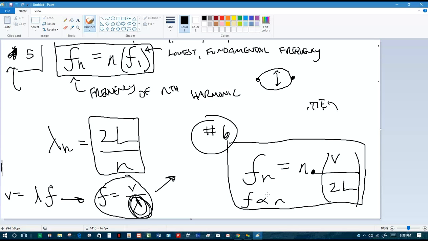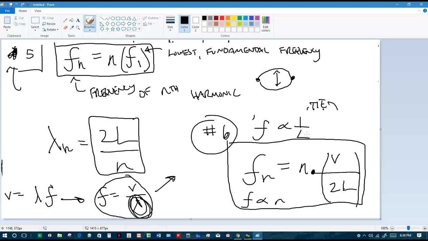If the length goes up, what would have to happen to how rapidly our hands go up and down to produce the second harmonic? How is F and L related in that equation? F and L are inversely proportional in this equation.